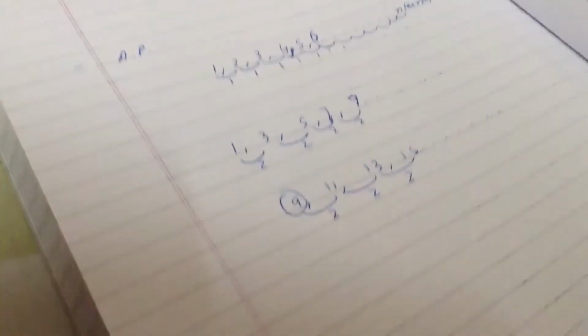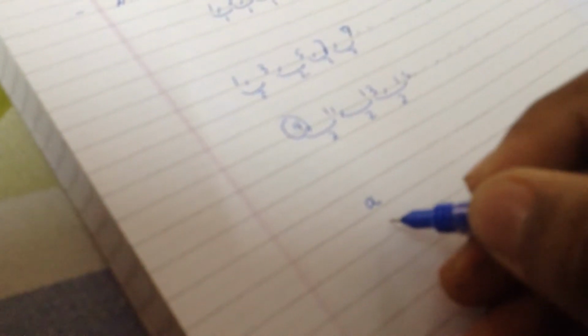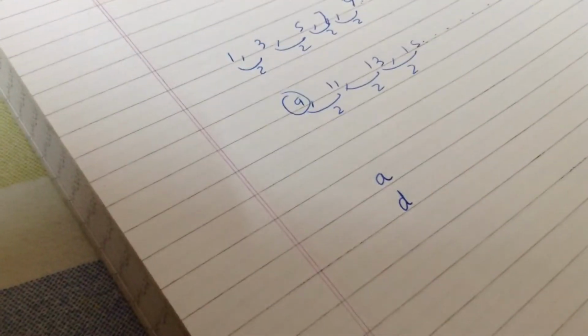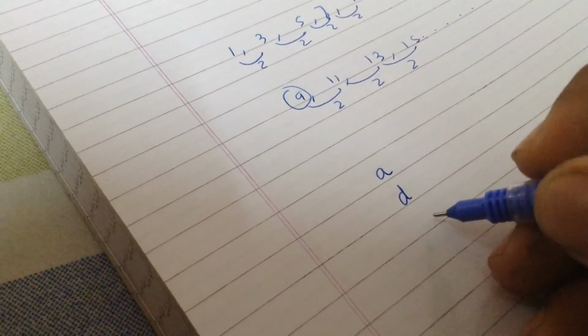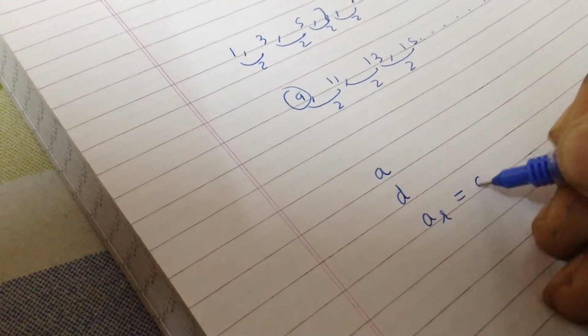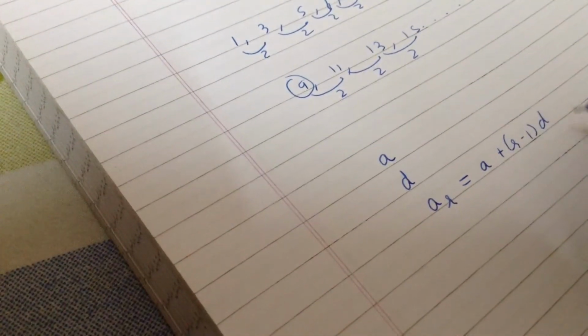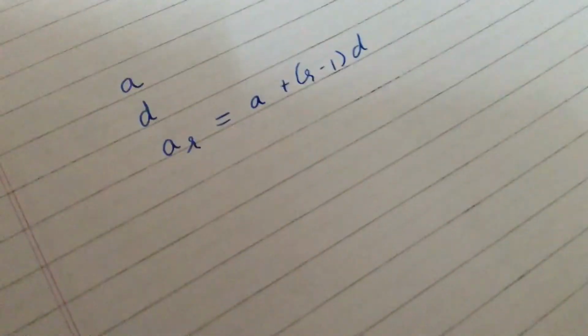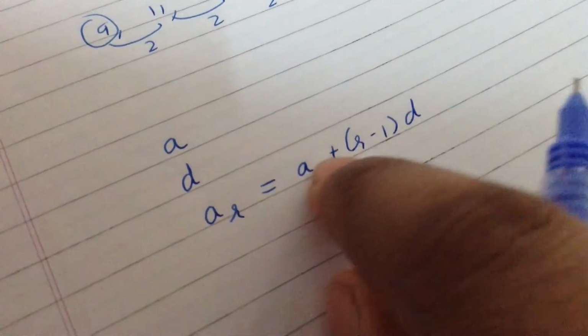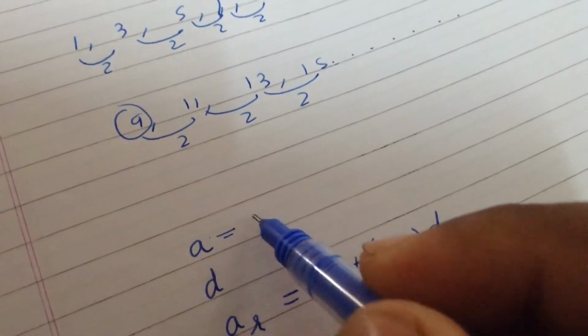So let's generalize in AP. The first term is called A. The difference between the two terms is called D. And a general term, sorry for the blur, is called AR. Now, a general term AR is defined as A plus (R minus 1) into D. Please listen and understand this formula. Now, how to find a general term? Well, A is the first term of an AP.